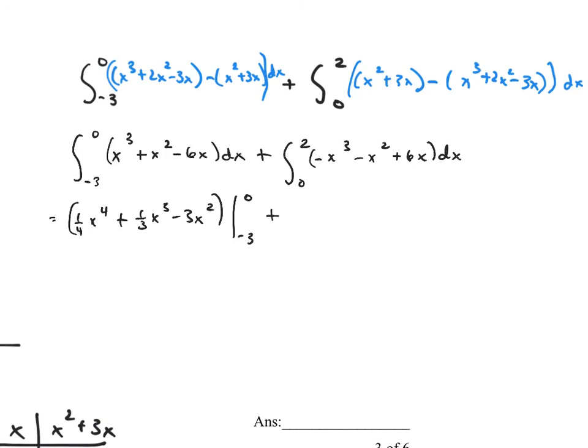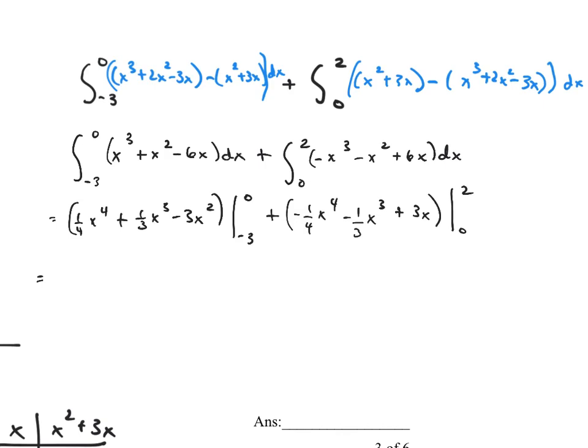Again, the integral of negative x cubed would be negative 1/4 x to the 4th. The integral of negative x squared would be negative 1/3 x cubed. And the integral of 6x, again, would be 6x squared over 2, which simplifies to plus 3x squared. Again, we are evaluating this one from 0 to 2. So we're going to plug in our upper limits minus our lower limits. We have a lot of parentheses here. We're always doing the top number minus the bottom number. We've got to be really, really careful.